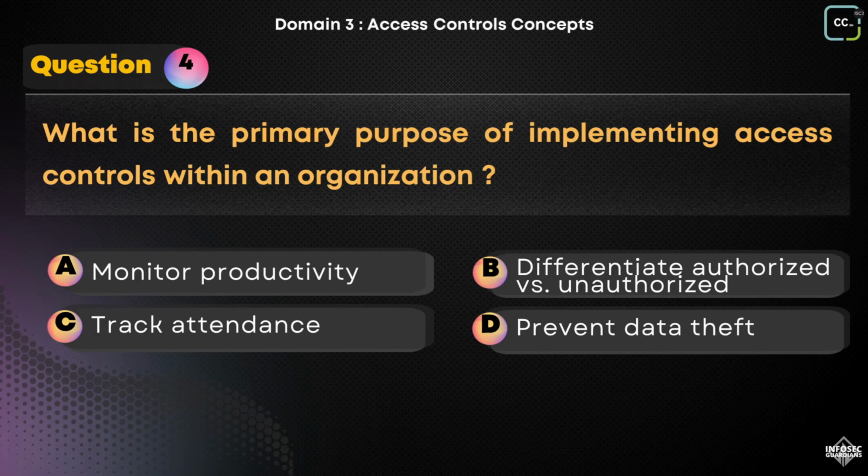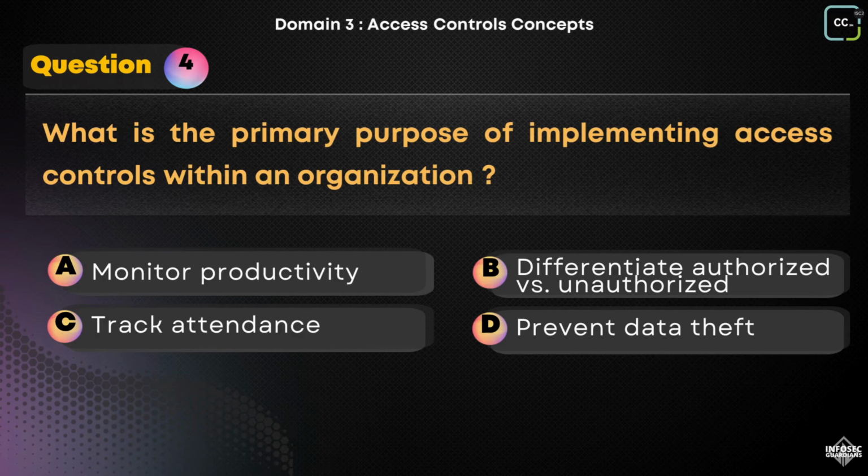Let us review the options. To find the correct answer, Option A, monitoring productivity, is not the main goal of access controls. Access controls are focused on managing who can access various resources, not on evaluating employee performance. Option B. The primary purpose of access controls is to ensure that only authorized individuals have access to specific resources or areas, thereby preventing unauthorized access.